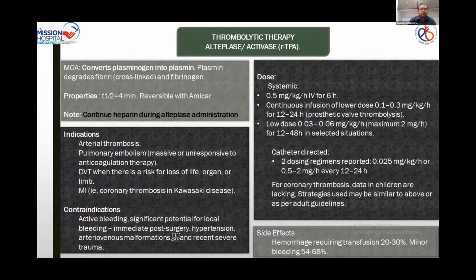The most common thrombolytic agent used in pediatric cardiac catheterization is alteplase, which is a recombinant tissue plasminogen activator, and it is indicated in arterial thrombosis, pulmonary embolism, deep vessel thrombosis, and coronary thrombosis in Kawasaki disease. It has a variety of doses depending on systemic or catheter-directed instillation.